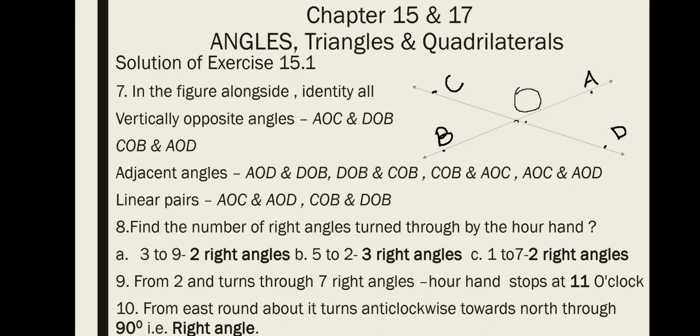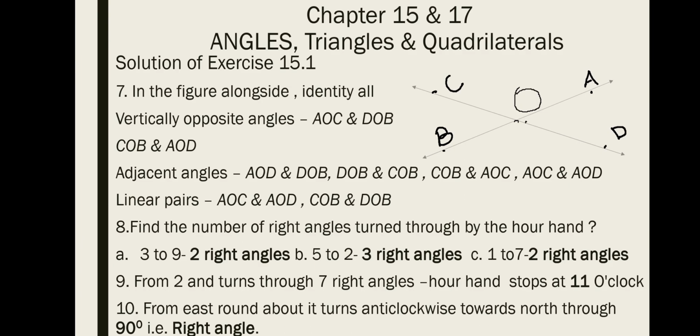5 to 2. Now 5 means we have to go 5 to 6, 7 and 8. So that is one right angle. Then 8 to 9, 9 to 10 and 10 to 11, second right angle, and 11 to 12, 12 to 1 and 1 to 2, those are the third right angle. Then 1 to 7. Again 1 to 2, 2 to 3, 3 to 4. That is one right angle. Then 4 to 5, 5 to 6 and 6 to 7. Two right angles. So there are two right angles from 1 to 7.